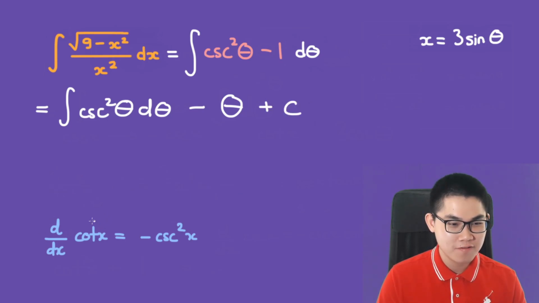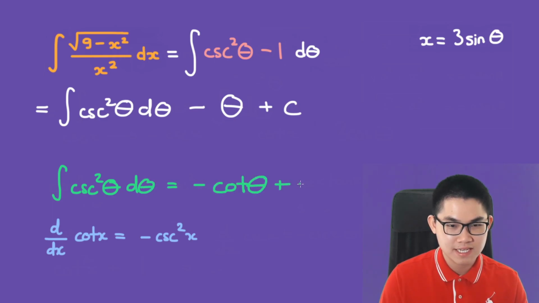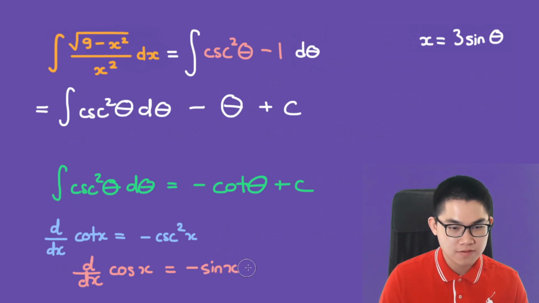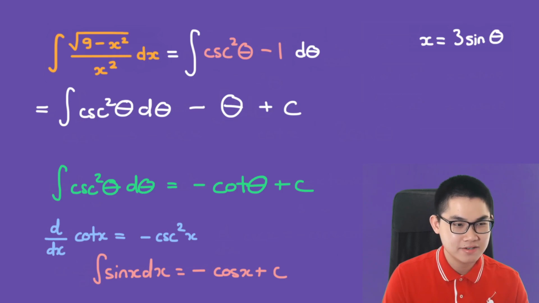Since the derivative of cotangent is negative cosecant squared, then we know that the integral of cosecant squared is going to be negative cotangent plus c. It's like saying you have the derivative of cosine, and that gives you negative sine. This means that the integral of sine is going to be negative cosine. So the same logic applies here.